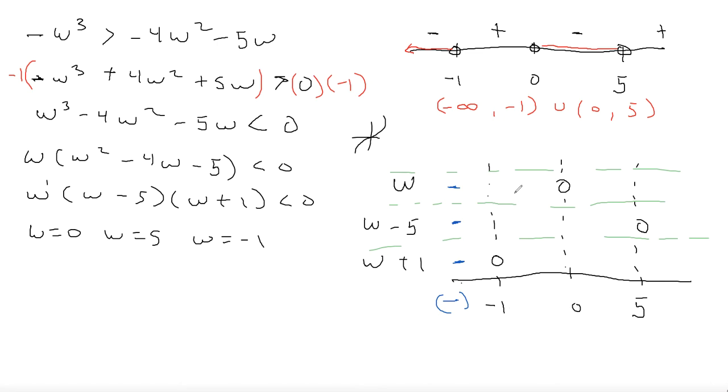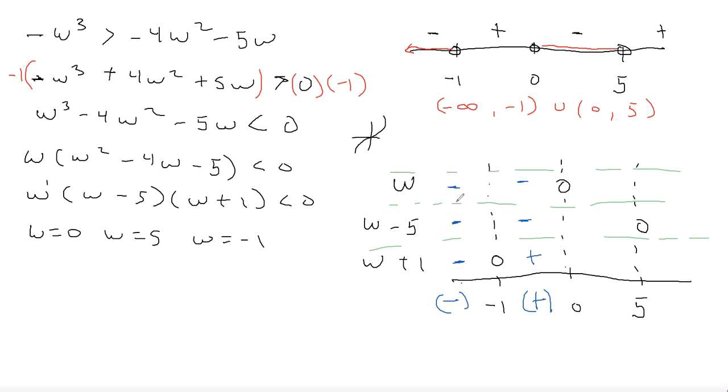Here, if I put in -1/2, this piece is negative. -1/2 would make this piece negative. -1/2 would make this piece positive. So 2 positives and a negative make a negative. Same result I found there. And I picked -1/2 because it's a number between -1 and 0. Between 0 and 5, I can pick any number.